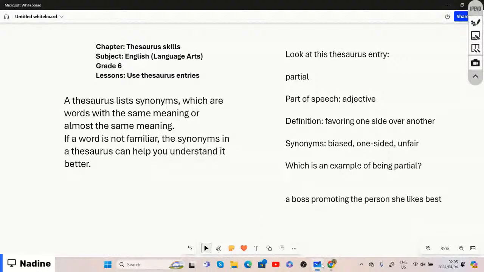All right. So when it comes to thesaurus skills, right? A thesaurus, it lists synonyms. So a thesaurus, of course, is like a book similar to a dictionary, right? And if we were to compare, let's say, a thesaurus to a dictionary, then a dictionary basically gives us the word as well as the definitions of that specific word, right?